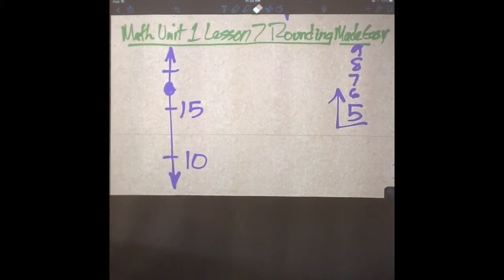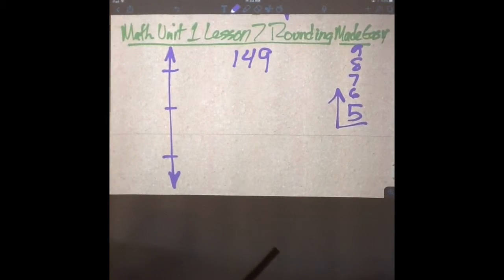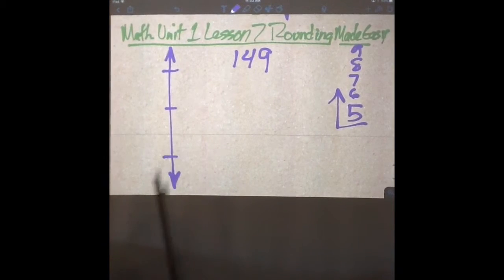Yeah. Here's what I'm going to do. I'm going to remove these guys and let me give you a new number. Okay? Let's say I have a 149. I want you to round to the nearest 100. What number is the 100 number? Can someone tell me the 100 number? Is it the 9, is it the 4, or is it the 1? The 1. It is the 1, so let's underline that.